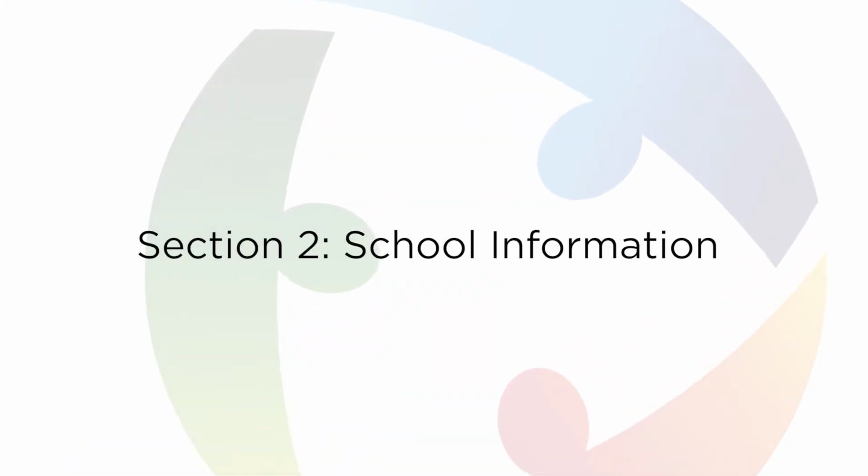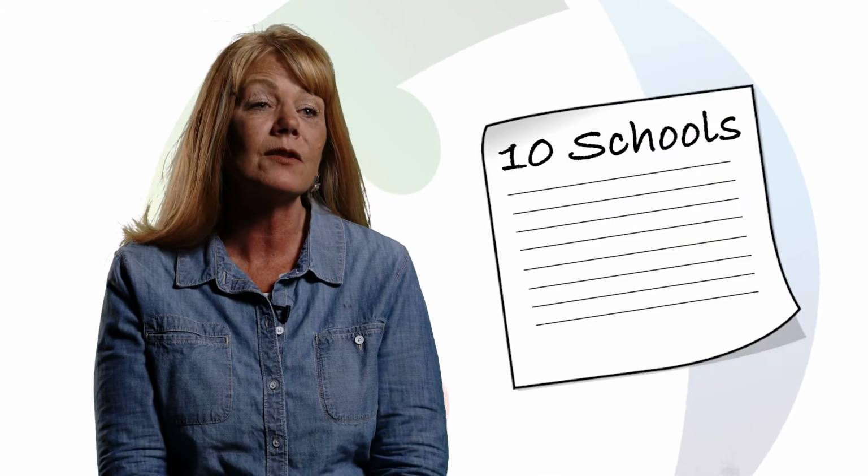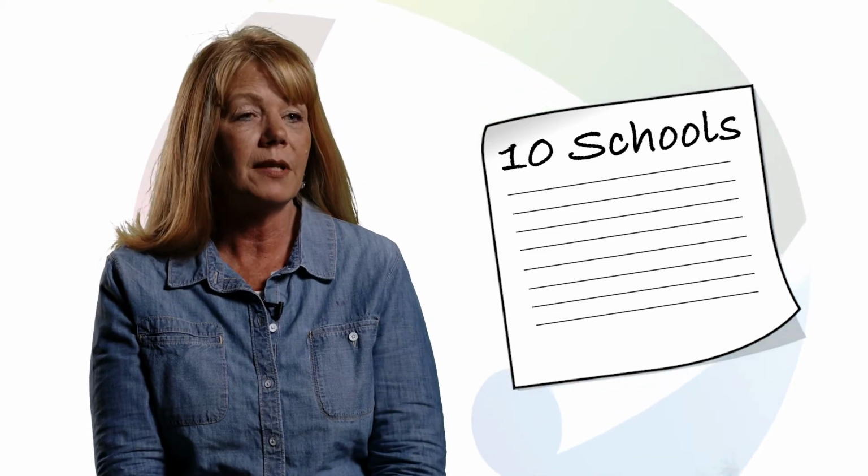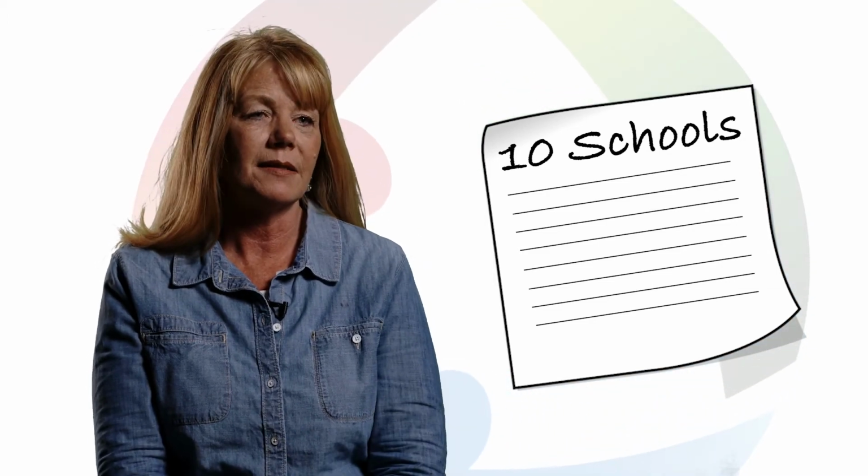Section 2 of the FAFSA is your school information. Each student can list up to 10 schools on the FAFSA. The student does not have to be admitted to these schools. Any school that they're interested in, up to 10, they may list.